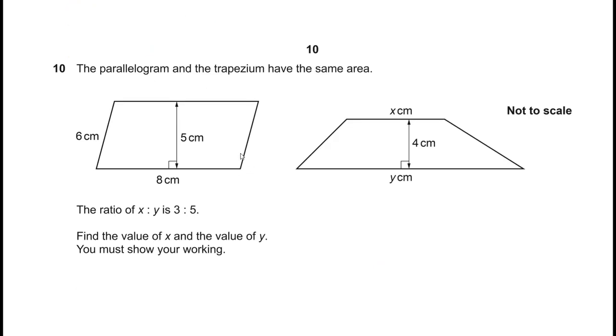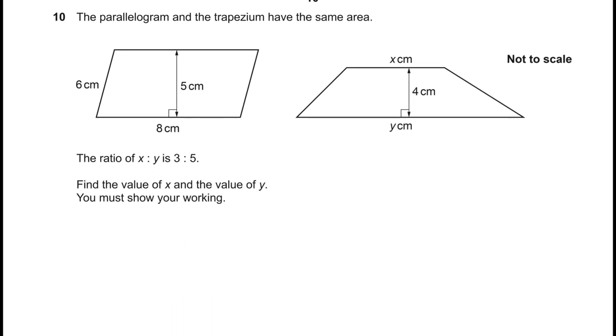Question number 10. A parallelogram and the trapezium have the same area. We've got the base length of the parallelogram being 8 centimeters and the height being 5 centimeters. And for the trapezium, we've got the longer side being y centimeters, the shorter side being x centimeters, and the height being 4 centimeters. The ratio of x to y is 3 to 5. We have to work out the value of x and the value of y. You must show your working.